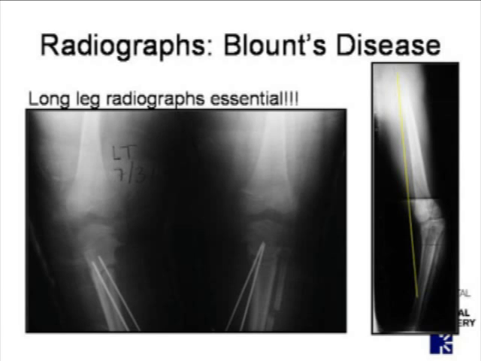Here's a case on the left of a girl who had bilateral infantile Blount's surgically corrected 3 times before she presented here. We had all of her prior x-rays. She never had a long leg film, so at each one of her surgical procedures, there was never an evaluation of her mechanical axis, and she, of course, had a predictable recurrence after each of her deformity correction surgeries.